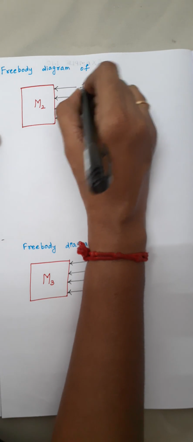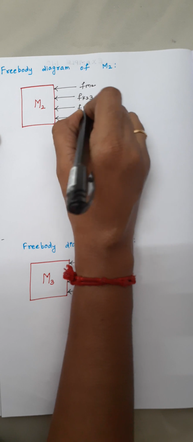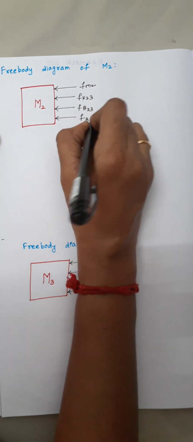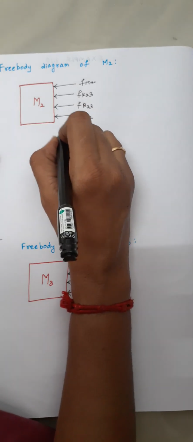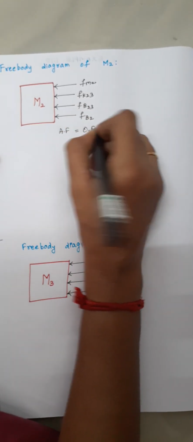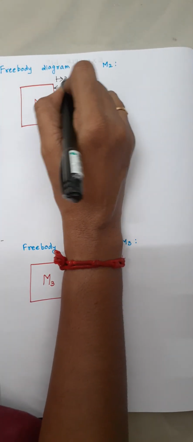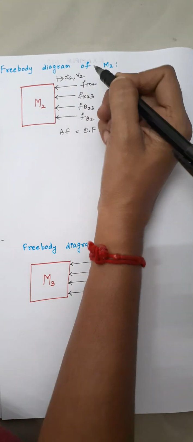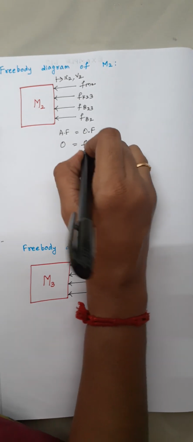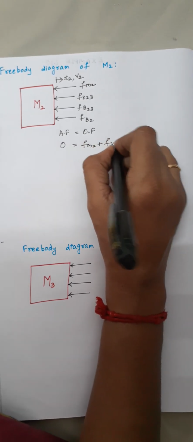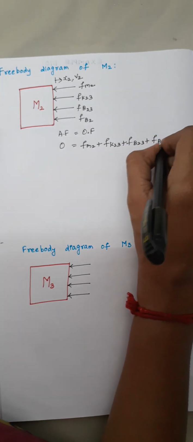So here Fm2, Fk23, Fb23 and Fb2. So again by Newton's second law, just we are going to make it applied force is equal to your opposing force. So here there is no direct applied force. And here the respective displacement of M2 be x2 and its velocity be v2. So applied force is equal to 0, which is equal to Fm2 plus Fk23 plus Fb23 plus Fb2.